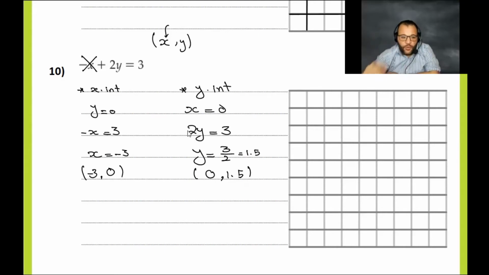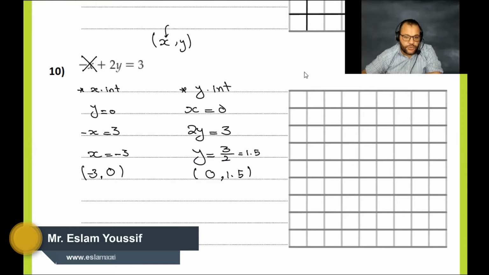Again, why do we divide here by 2? Because we have 2y, which means 2 times y. If you want to shift multiplication, it becomes division. Why do I write 0 first? Because we have the ordered pair x and y: x is number 1, y is number 2. How many times did I repeat this? Only 2 times.